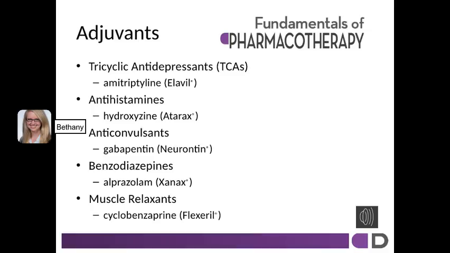Adjuvants are medications used for pain relief that target different mechanisms or receptors. They can have therapeutic effects alone or can be used in combination with more traditional pain medications. None of these medications work on the opioid receptors. Some work on GABA receptors, others on histamine receptors, or with neurotransmitters such as serotonin and norepinephrine. These neurotransmitters work in the brain to provide different pathways for pain relief.